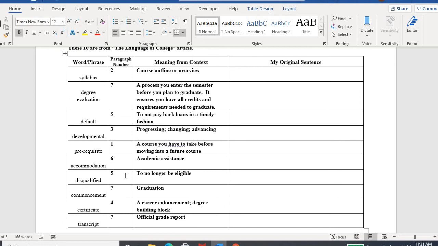Disqualified in paragraph 5 means to no longer be eligible. So the example in the essay was that if you were caught, you know, selling drugs, you would no longer be eligible, or you would be disqualified, for federal financial aid.